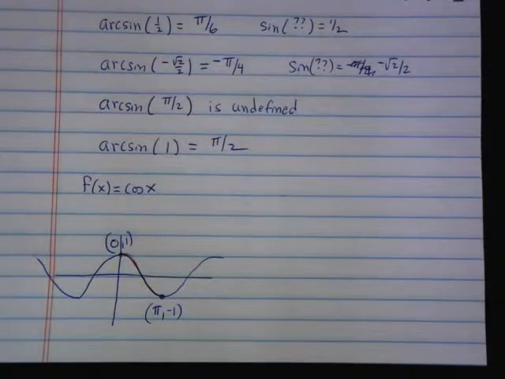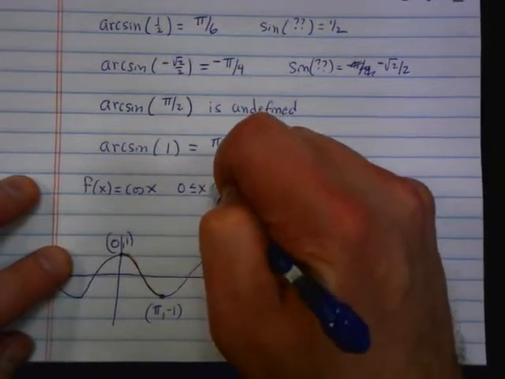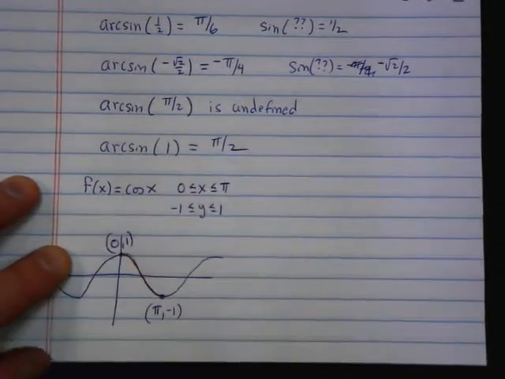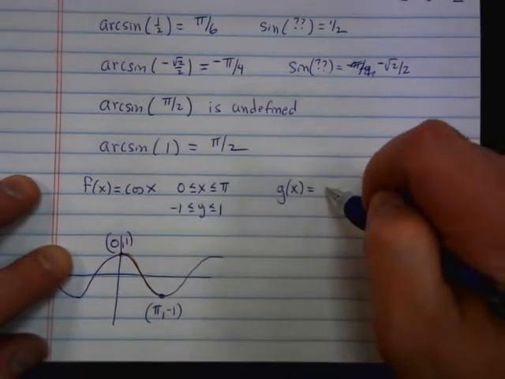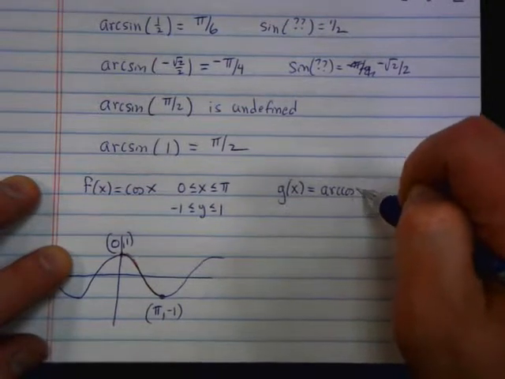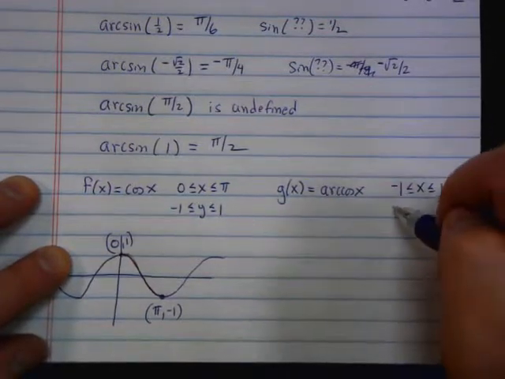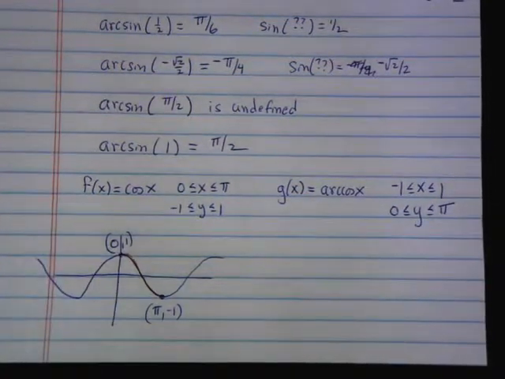And we get all the y values. We get a high value of y equals 1, a low value of y equals negative 1. So for cosine x, we have to have 0 less than or equal to x less than or equal to pi. And our y values are still between negative 1 and 1. I can now talk about g of x, which is arc cosine of x. Once again, the domain will be numbers between negative 1 and 1, but the range are going to be angles between 0 and pi.